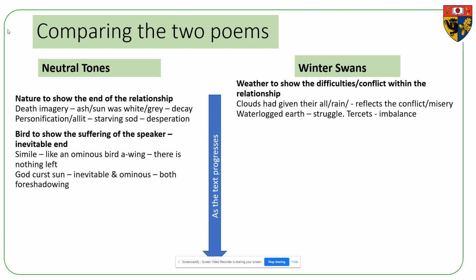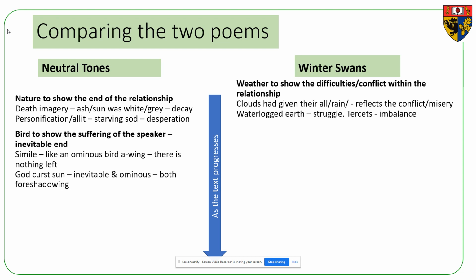Furthermore, he talks about the God-cursed sun. So this is like an archaic or old spelling of cursed. So he talks about how the sun was God-cursed. It's a reference back to the beginning of the poem when he said the sun was white. Again, you've got that death imagery. He knows from the beginning that something is not quite right here.